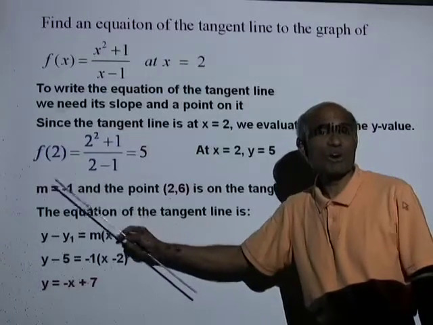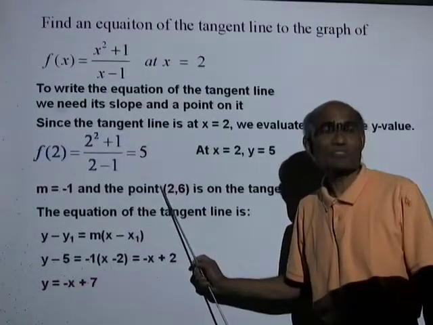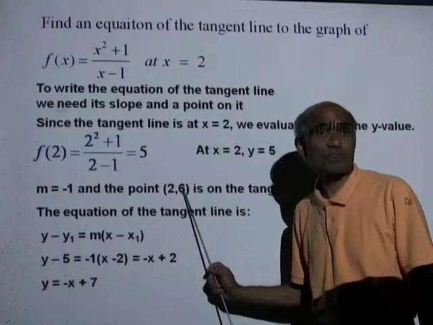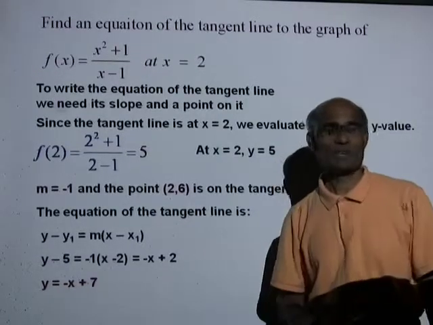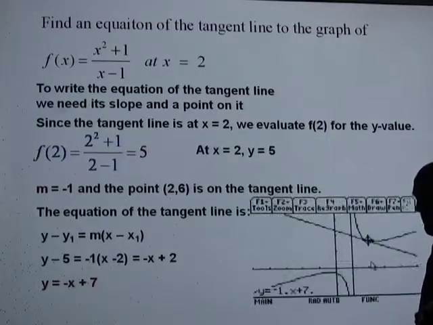That has a slope of negative 1, and passes through x equal to 2, y equal to 5. Now, can you draw a graph of that? Well, actually it looks like this.